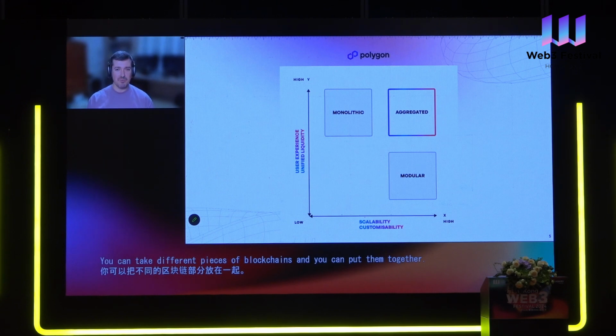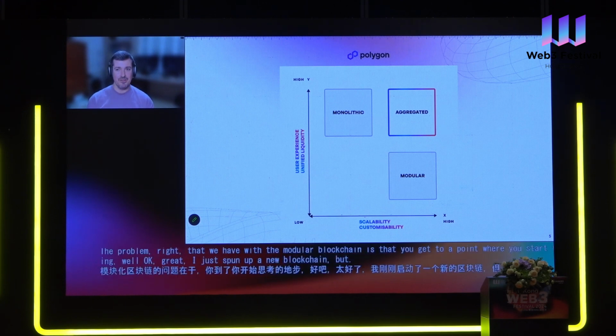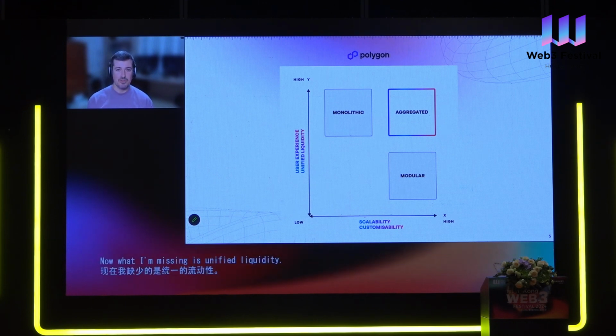The problem, right, that we have with modular blockchains is that you get to a point where you think, well, okay, great, I just spun up a new blockchain, but now what I'm missing is unified liquidity, a unified set of users. You're always trying to bring users and liquidity to a blockchain. And aggregated blockchains fix this. They allow for the growth of different networks, so that when there's a need for more block space, a need for more space on a blockchain, you can spin up a new chain.